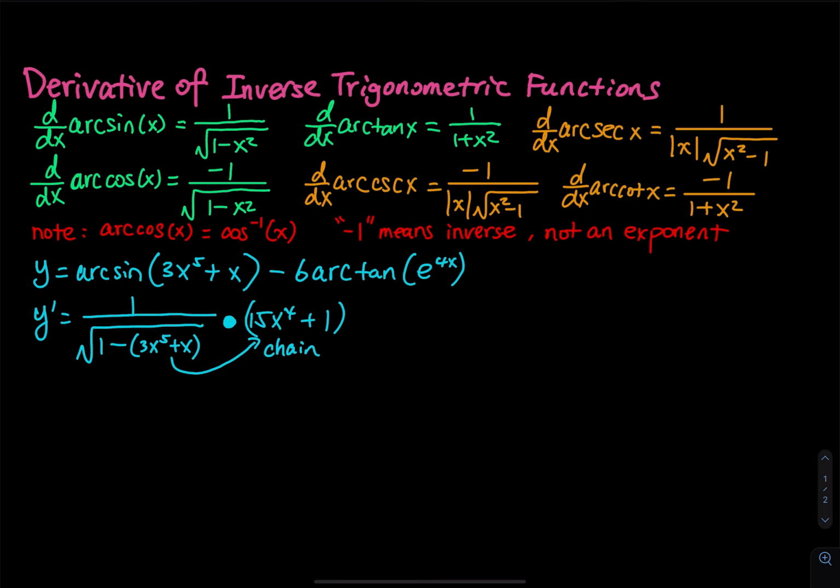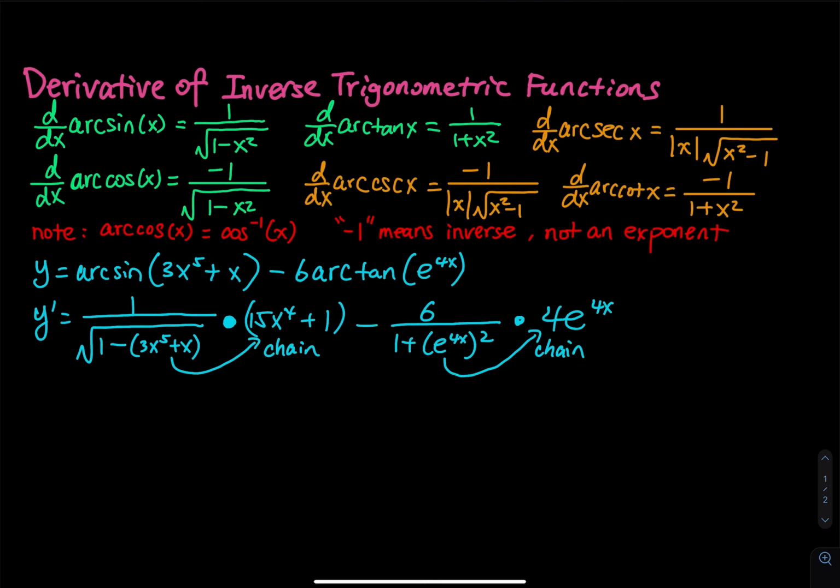Every time I use a big multiplication dot, I know that I am using chain rule. For arctangent, the derivative is 1 divided by 1 plus x squared. So we have 6 divided by 1 plus e to the 4x squared. And since there is a 4x inside the arctangent parenthesis, you have to use a chain rule to take the derivative of e to the 4x. e to the anything is e to the anything. And then the derivative of 4x is 4.